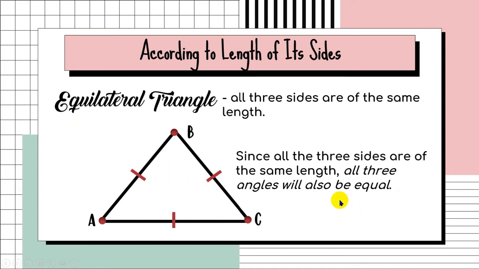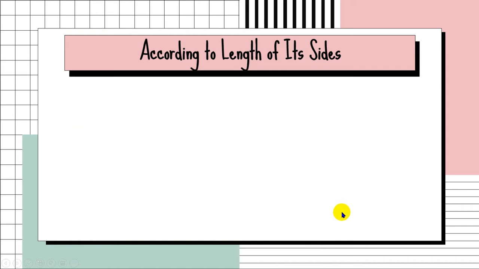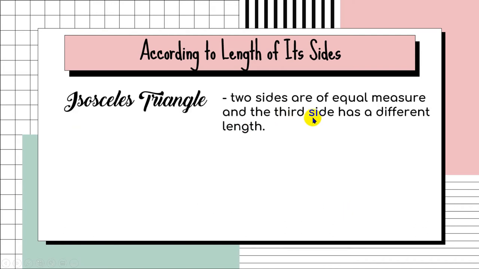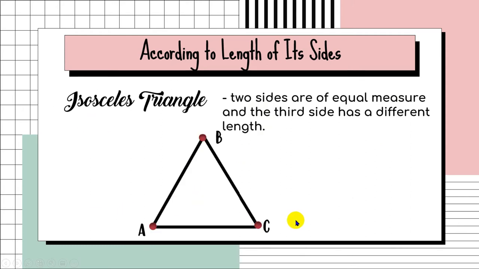Another type of triangle according to the length of its side is the isosceles triangle. So, dito naman, meron lang tayong two sides that are equal. So, two sides are of equal measure and the third side has a different length. Okay? So, paano naman natin malalaman na itong triangle ABC ay isosceles?